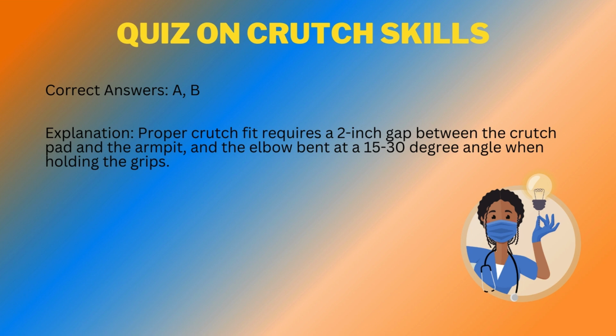Explanation: proper crutch fit requires a 2-inch gap between the crutch pad and the armpit, and the elbow bent at a 15 to 30 degree angle when holding the grips.